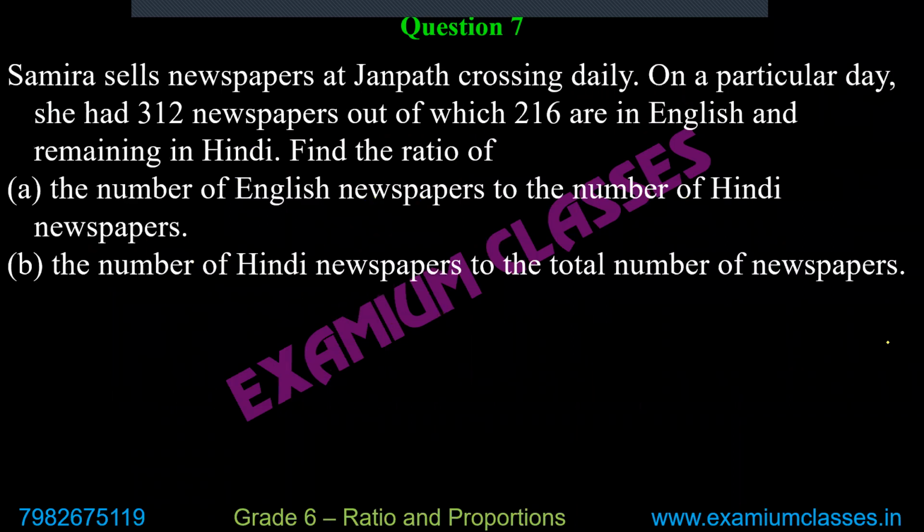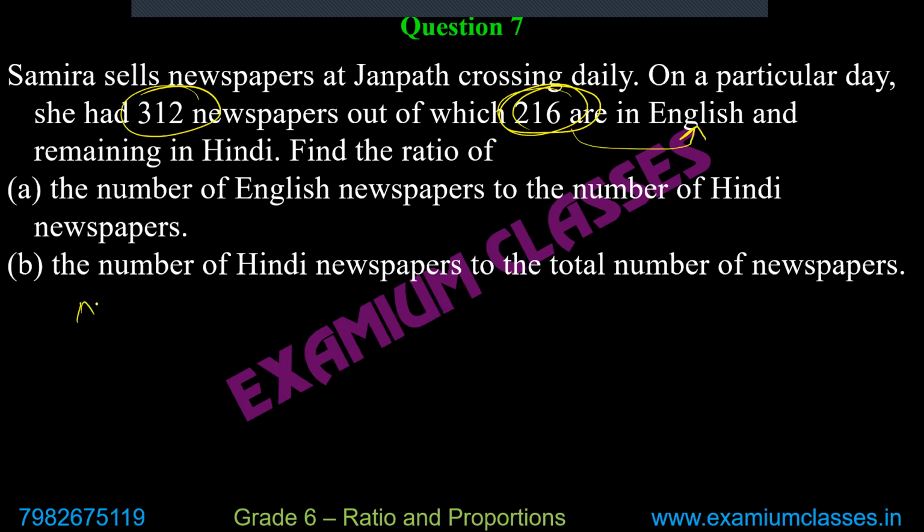Next. Samira sells newspapers at Janpat Crossing daily. On a particular day, she had 312 newspapers, out of which 216 are in English and the remaining in Hindi. Find the ratio of the number of English newspapers to the number of Hindi newspapers. Number of English newspapers is given, 216. Total is 312. So obviously you can calculate the number of Hindi newspapers by subtracting.